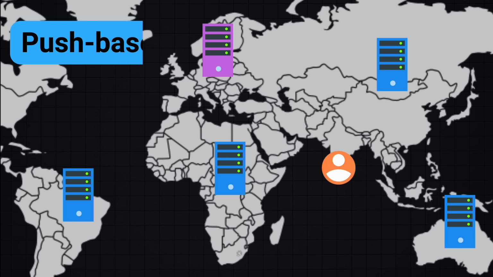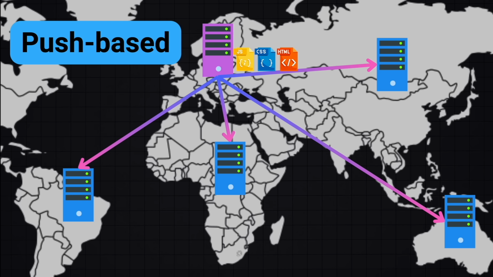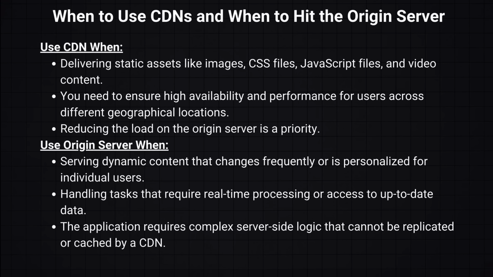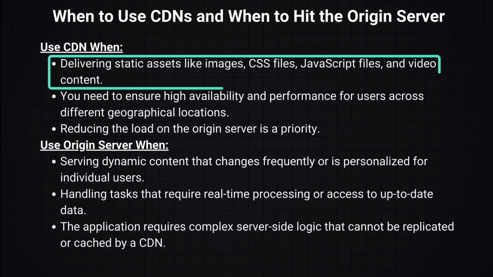Another type is push-based CDNs. This is where you upload the content to the origin server and then it distributes these files to the CDNs. This is useful when you have large files that are infrequently updated but need to be quickly distributed when updated. It requires more active management of what content is stored on the CDNs. We again use the cache control header to tell the browser for how long it should cache the content from CDN. CDNs are usually used for delivering static assets like images, CSS files, JavaScript bundles, or video content.